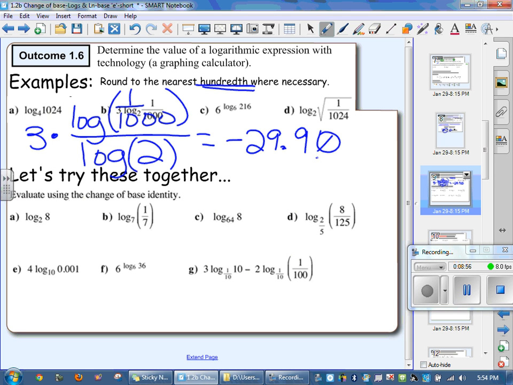Okay, now I could have also put that 3 as an exponent up here instead of actually timesing my whole answer by 3. I would get the exact same answer. Let's take a look at C.